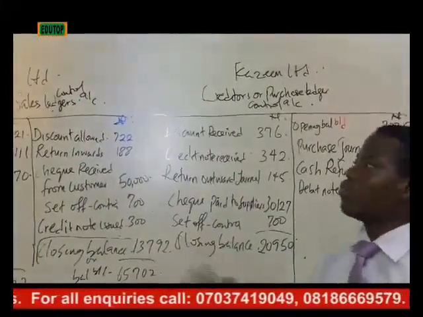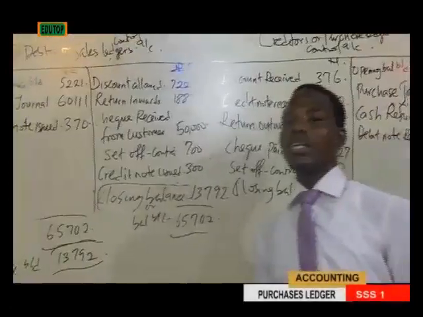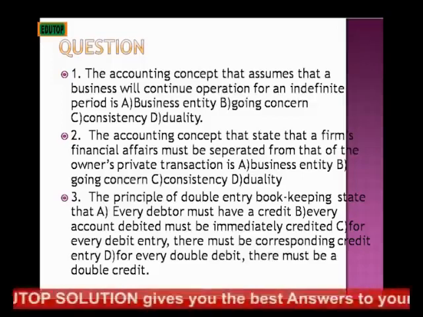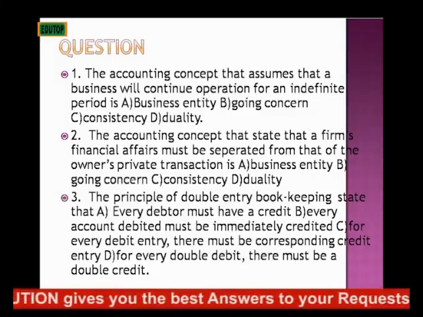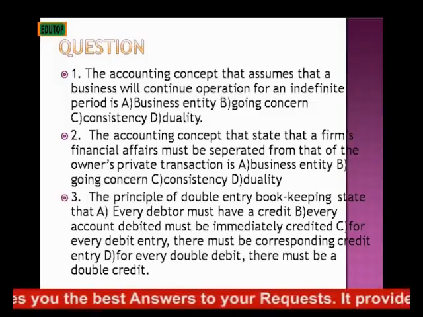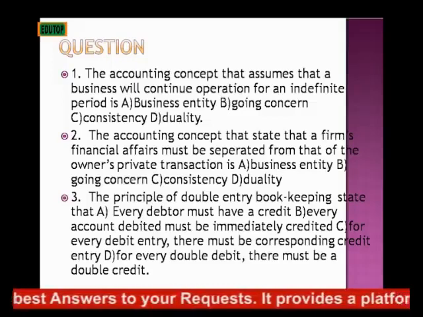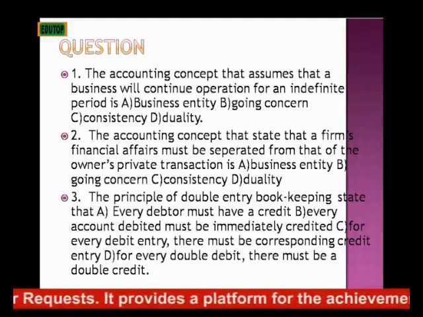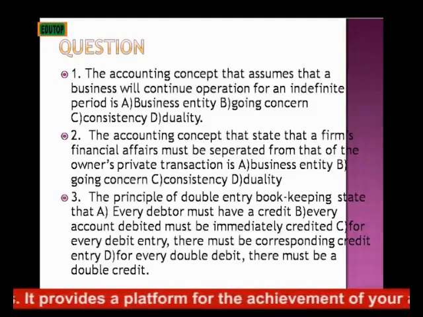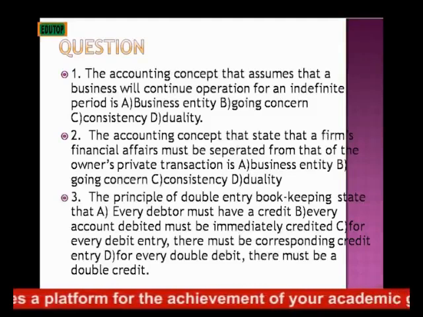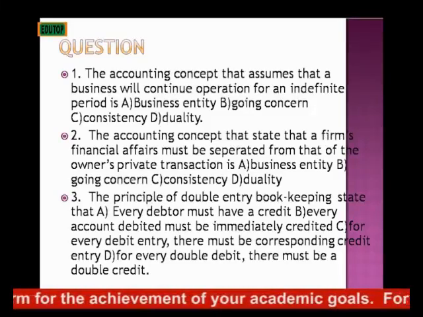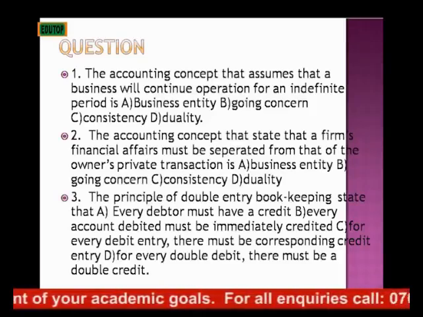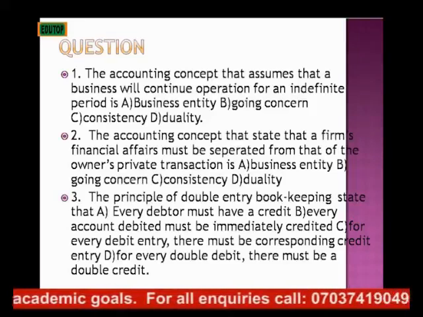So these are the items you prepare for the debtors and creditors control account. Now, these are the questions for the remaining 4 things which we have done justice to earlier on. And we have a lot of questions that pertain to this theme. Number 1 question says, the accounting concept that assumes that a business will continue operation for an indefinite period is option A, business entity, B, going concern, C, consistency, D, duality.